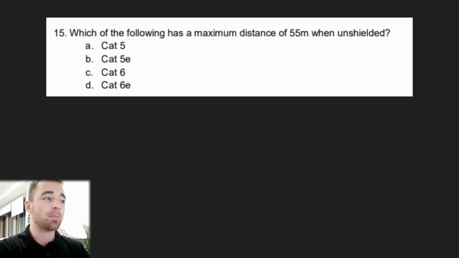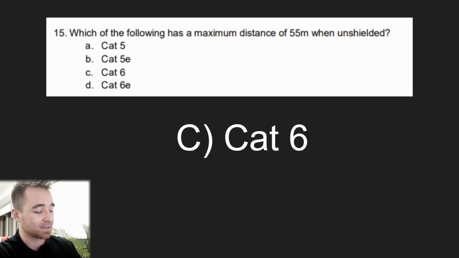Which of the following has a maximum distance of 55 meters when unshielded? A, Cat5, B, Cat5e, C, Cat6, or D, Cat6e? Pause the video if you need to. Your answer is coming up in 3, 2, 1. Here it is, Cat6, okay?